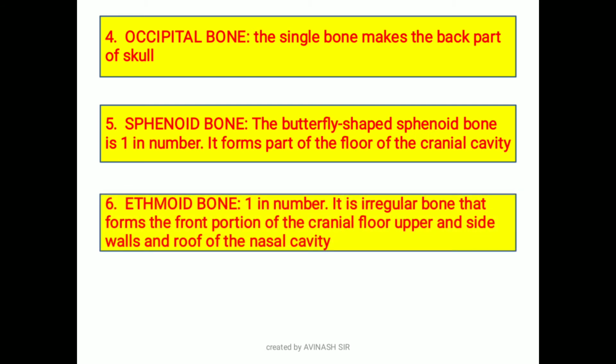Ethmoid bone, 1 in number. It is an irregular bone that forms the front portion of the cranial floor, upper side and side walls and roof of the nasal cavity.